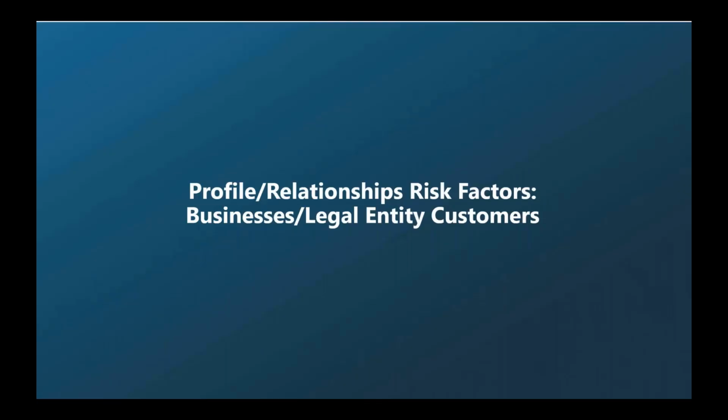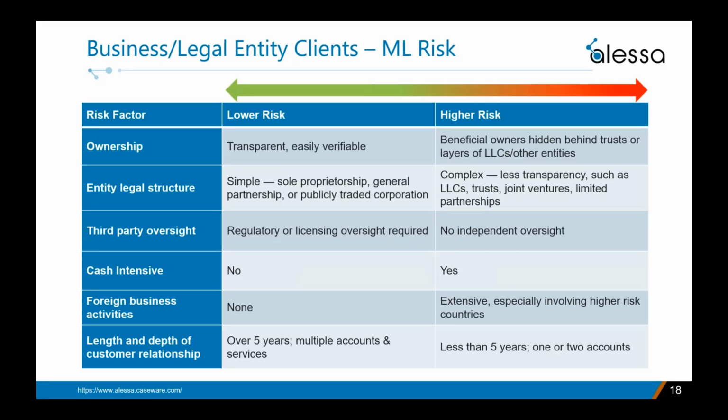Now we're going to switch gears and talk about risks associated with business or legal entity customers. This includes everything from sole proprietorships to closely held corporations, nonprofits, and even trusts. Business or legal entity customers, as I said before, have a significantly greater money laundering risk than do individuals or consumer customers. Well, why is this? The main reason is that a legitimate business provides the perfect cover for money laundering activity, all three phases of it.